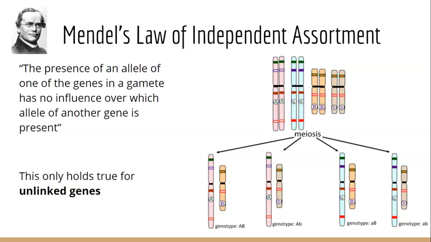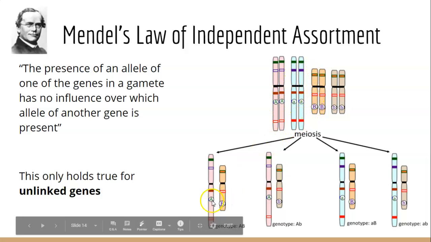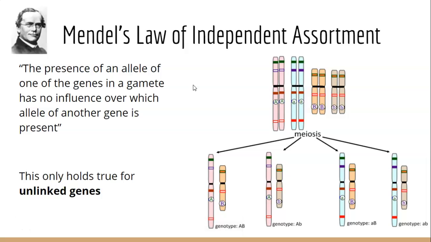One of the laws that he came up with is the law of independent assortment. What this says is that the presence of an allele has no influence over another allele. Basically, looking at these genes over here, just because you inherit a capital A does not guarantee that you would inherit a capital B. As you can see, you could get that, but you could also get a lowercase b because there's no influence from one gene to another.